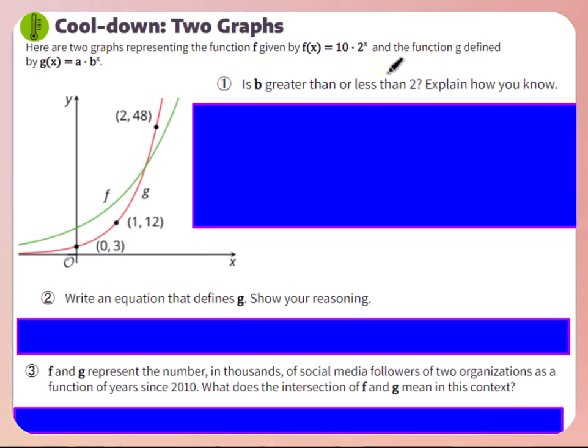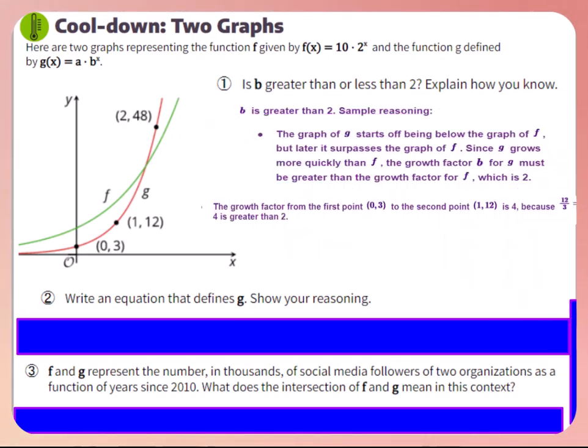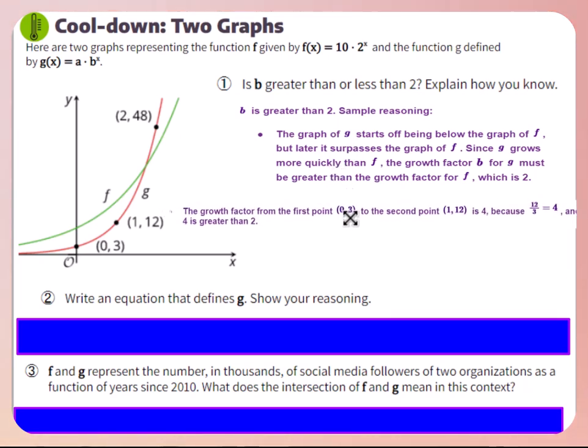Here are two graphs that represent the function f, given by f of x equals 10 times 2 to the x. So we start with the initial amount of 10, and we're going to double it each time. Is b greater than or less than 2? Explain how you know. All right, b is greater than 2. Now here's some sample reasoning. Don't copy my answer because it will not be correct if you just copy. This is to get you started thinking.